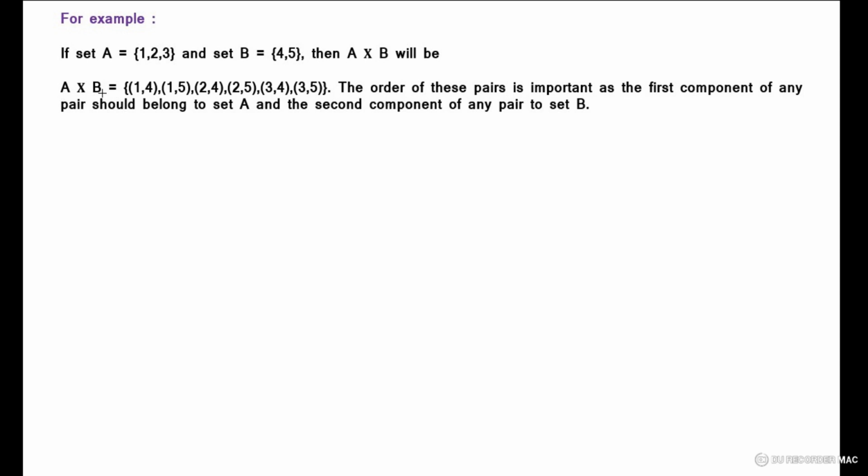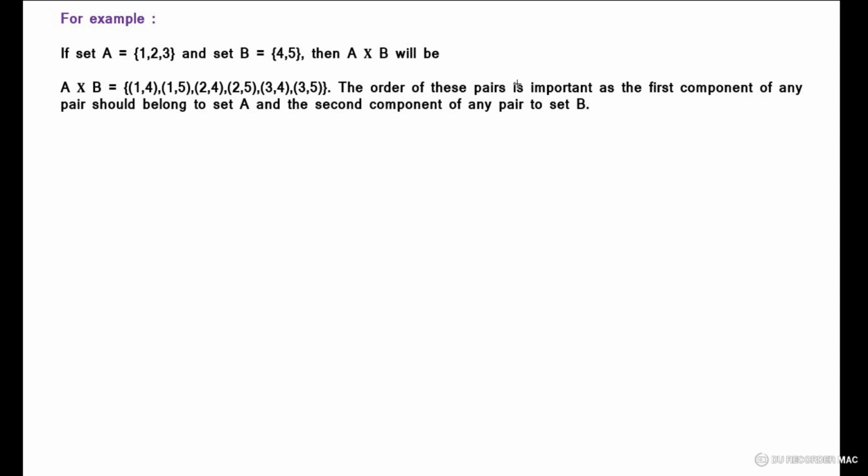A cross B will be: take the first element of set A and pair it with the first element of set B, that is (1, 4). Now the first element of set A has to be paired with the second element of set B, that is (1, 5). Now take the second element of set A, that is 2, and pair it with the first element of set B, you get (2, 4). Then (2, 5). Then take the third element of set A, that is 3. So you get (3, 4) and (3, 5). So these are the only possible pairs that we can get for A cross B.